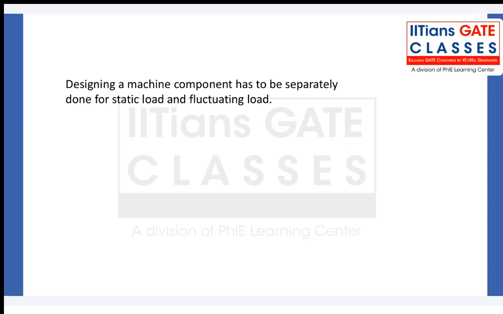Design of a machine component has to be separately done for static and fluctuating load. Any machine component, you will have to separately design for static load and for fluctuating load. What is fluctuating load? Fluctuating load is nothing else but a dynamic load. This is the topic we are going to study. I'll explain it to you slowly, right? And what is static load? Static load is a load which does not change with time.